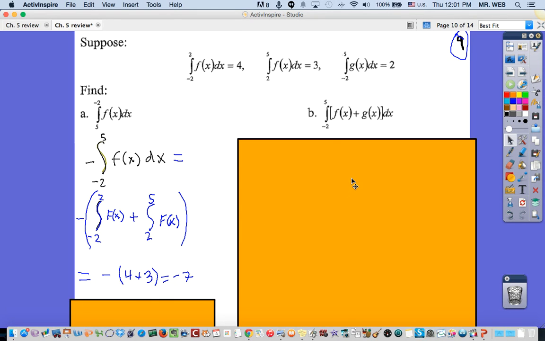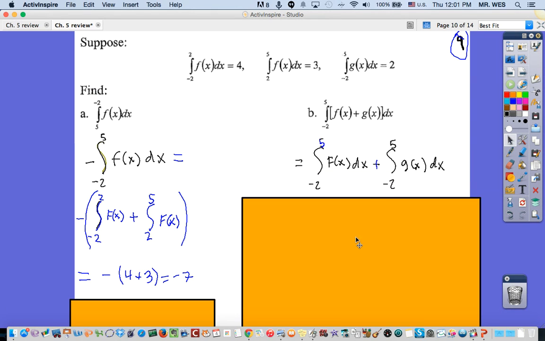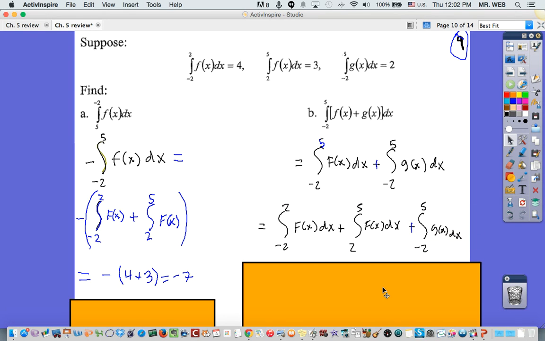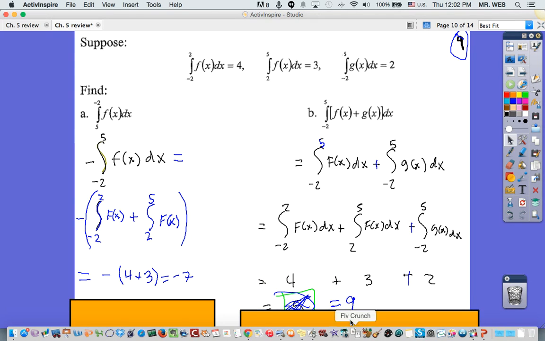Now with this problem here, the problem I did is I, for some reason, wrote a negative sign here, but it should be positive. So all I did was separate negative 2 to 5 to the f of x and the g of x here and here. And then I separated again because I needed to separate the f of x into two different pieces, negative 2 to 2 and 2 to 5. And in the end, I got 4 plus 3 plus 2 equals 9.